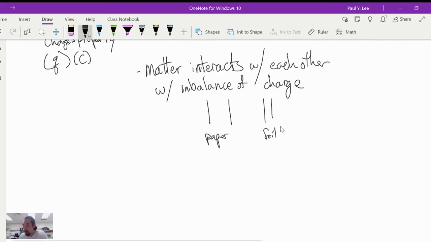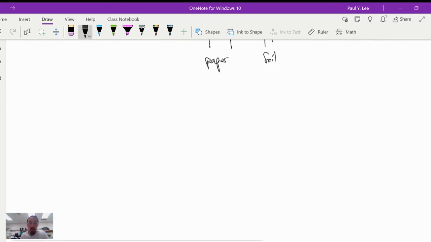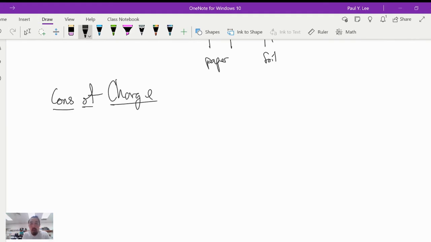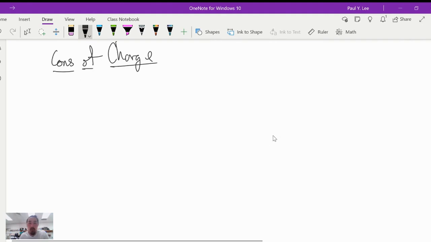All right. So with this in mind, let's go over the conservation of charge. So this is a huge fundamental law that we must always abide by. It's kind of like conservation of energy, conservation of mass, and conservation of momentum. It's very, very important for us.